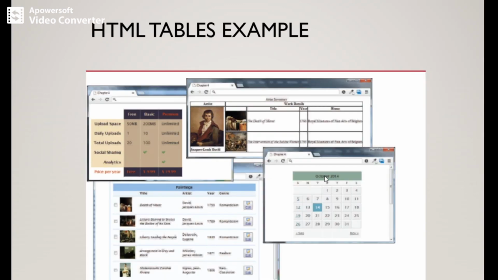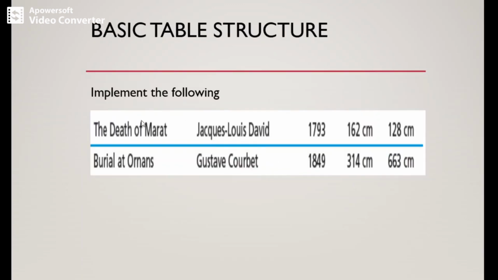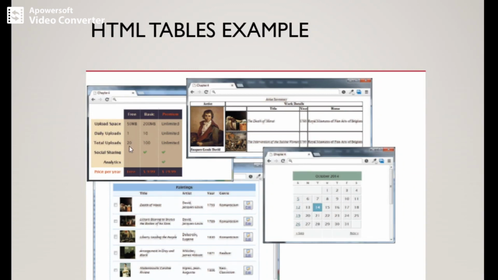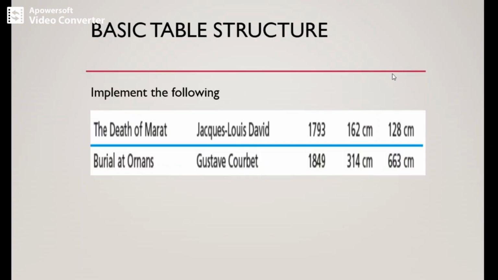So this is an example for HTML tables. You can notice here there are different tables which are created using the table tag. Here this is one type of table. Here you can see another type of table, a table in calendar form, etc. Now basic table structure, let us see into it. The table in your HTML looks this way by default. So let us implement this one.